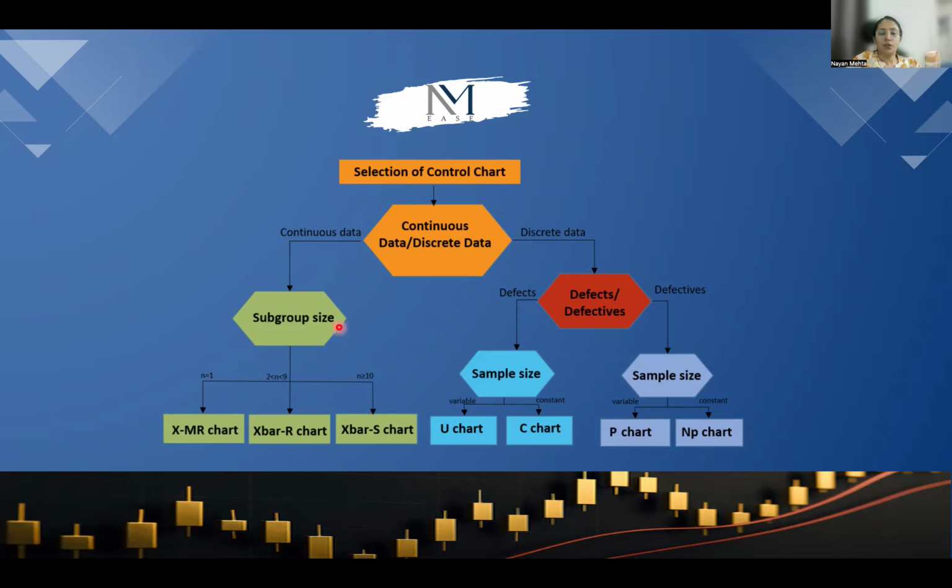Now, let's come to the subgroup size, the measurement part. If the subgroup size is 1, which is an individual single, then we are going to use an IMR chart. It says XMR, but I think that is a mistake, so it is an IMR chart. If it is from 2 to 9, then we are going to use an X bar R chart. If it is more than 9 or 10, then we are going to use an X bar S chart.